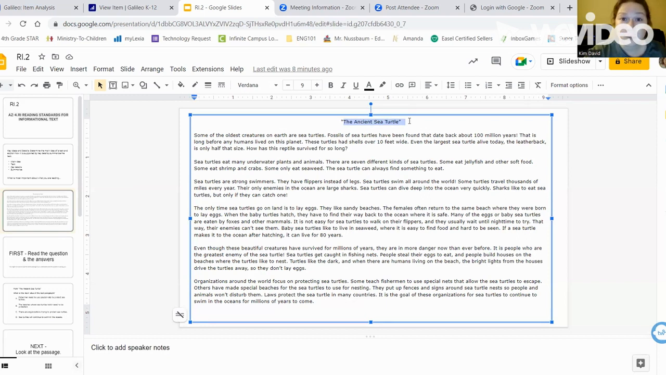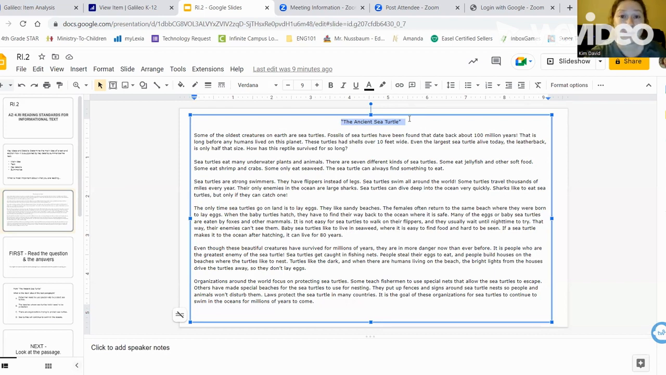Now, it's an informational text. So just by looking at the title, what do you think this is about? Well, the title is The Ancient Sea Turtle. So what do you think that information is going to be about in this text?